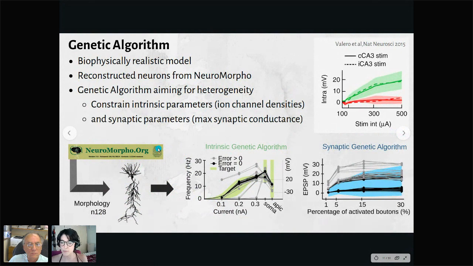We also did the same thing. We applied the genetic algorithm to constrain the synaptic parameters, which were the maximal synaptic conductances. For this, we took the result from the bibliography, from this paper, in which a current injection in CA3 activated some populations in CA1. And here we can see again an input-output curve, but a synaptic input-output curve. The green line is the response for superficial neurons, and the red one for deep neurons.